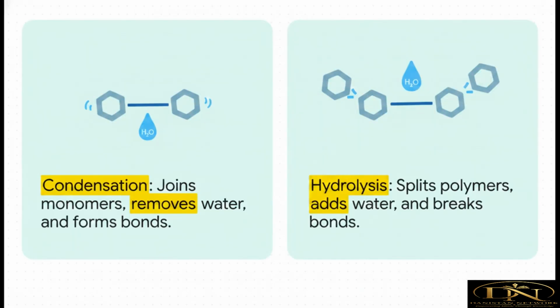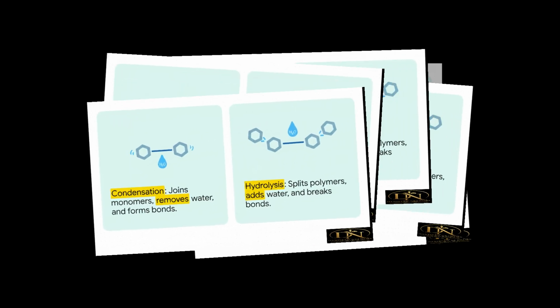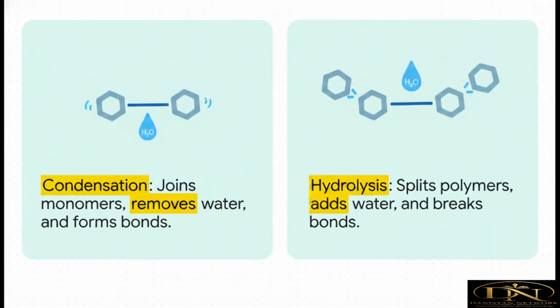So if we build things up by removing water in condensation, how do you think we break them back down? You guessed it, we do the exact opposite. The process is called hydrolysis. Hydro means water, and lysis means to split. We just add a water molecule back in, and that snaps the glycosidic bond, splitting the disaccharide back into its 2 original pieces. This is exactly what happens when you digest sugar.